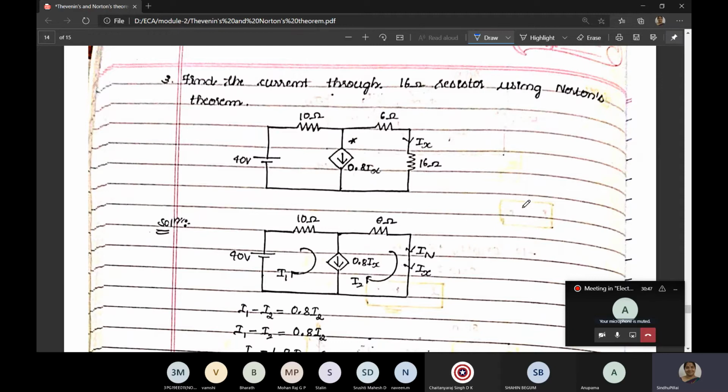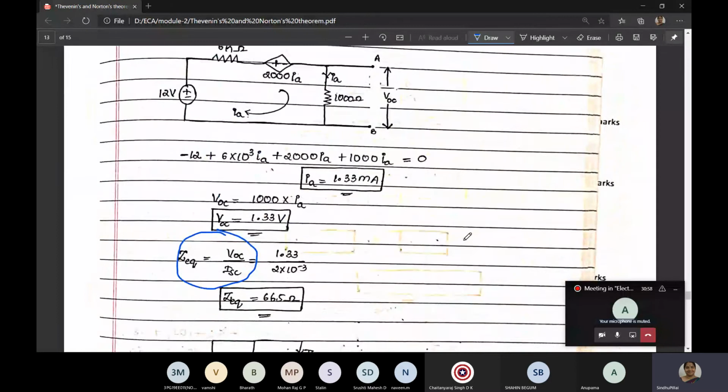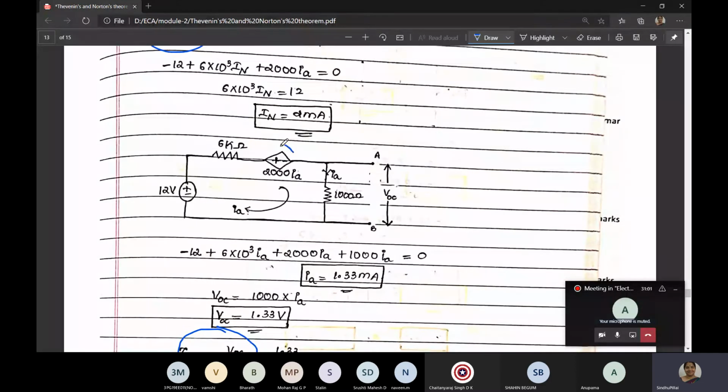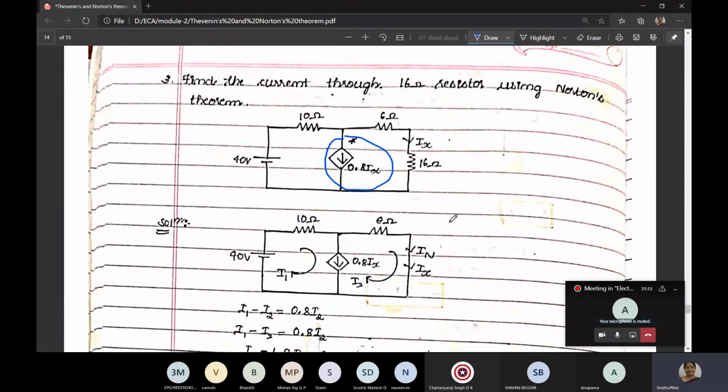Again same here. Here they have given a dependent source. What type of dependent source is it? It is a current dependent current source. Before this, what were the dependent sources? In the previous two examples, they were current dependent voltage sources, depending upon the current. In the present example, it is a current dependent current source. The symbol represents a current source only. So it is a current dependent current source.